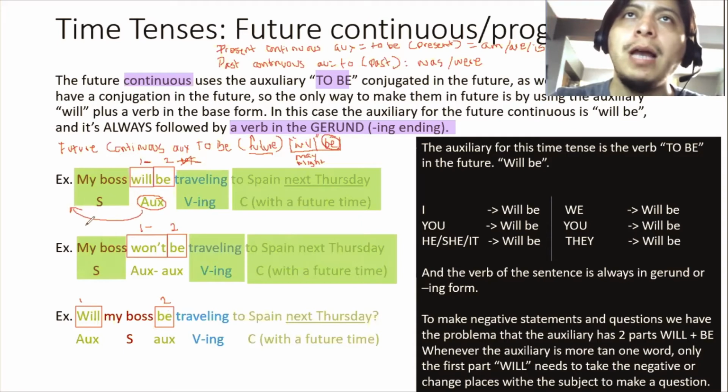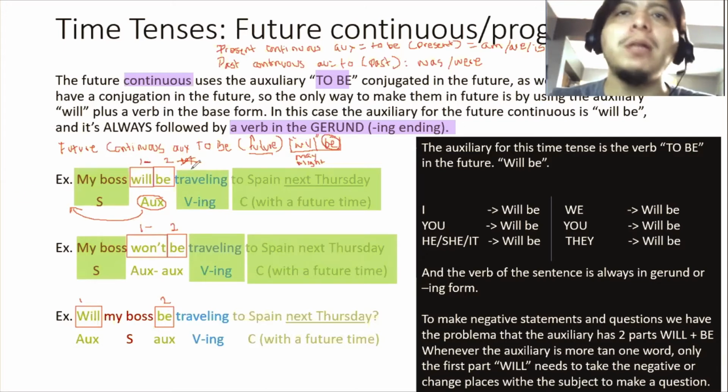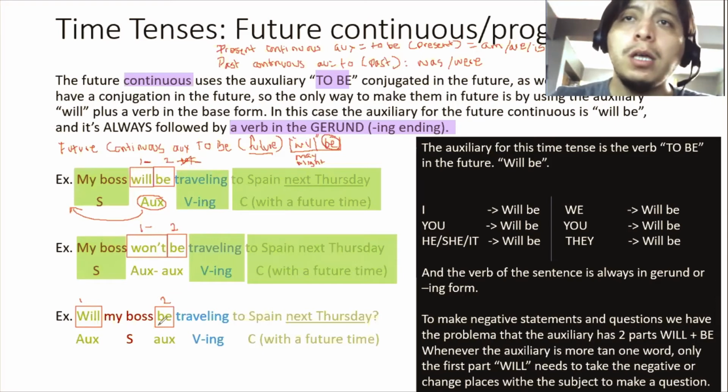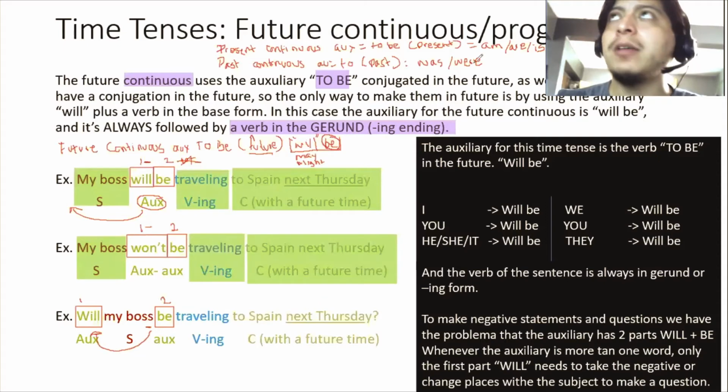Yeah? Will I be? Am I going? Is she doing? Do you like? In this case, my auxiliary is 2 words. What happens when I have 2 words? I don't move the 2 words. You never say, will be my boss traveling. What you do is you break your auxiliary, and only the first part of the auxiliary switches positions with the subject. Will my boss be traveling to Spain next Thursday?